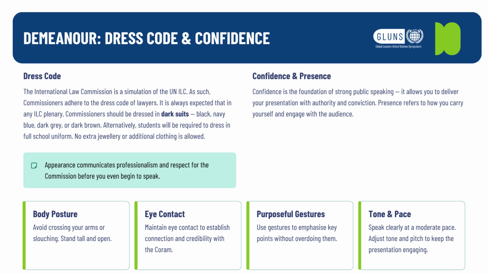Alternatively, the students will be required to dress in full school uniform. No extra jewelry or extra clothing is allowed.